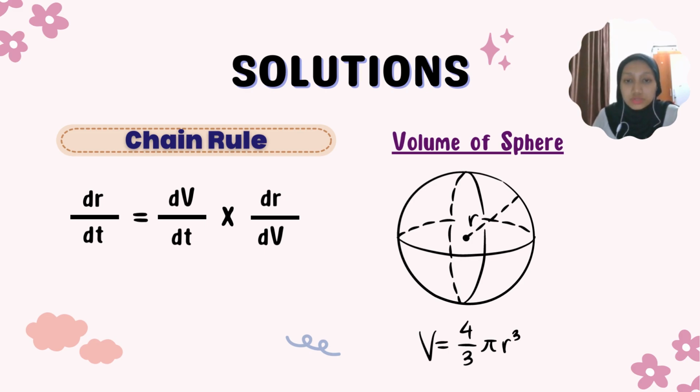To find dr over dv, we can use the volume of a sphere. Why do we use the volume of a sphere? Because from the question, the balloon shape is a sphere. So the volume of a sphere is V equals 4 over 3 pi r cubed.